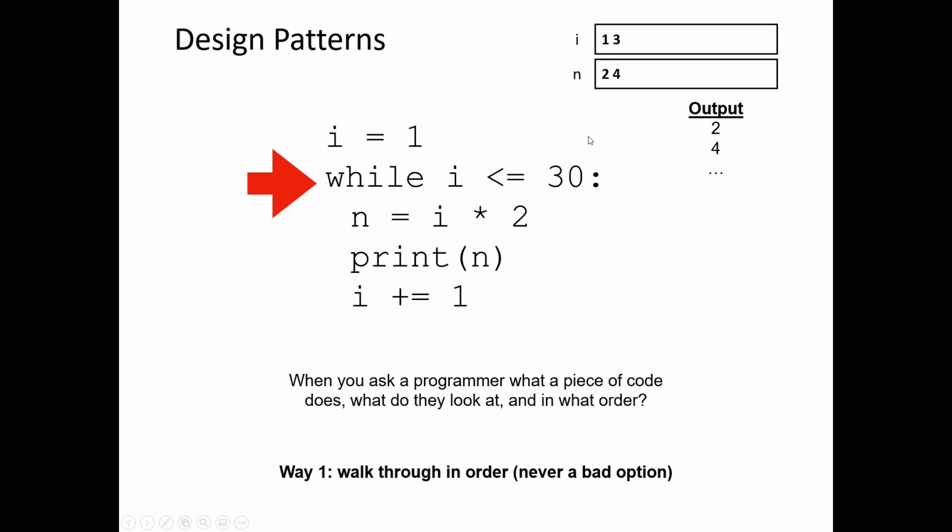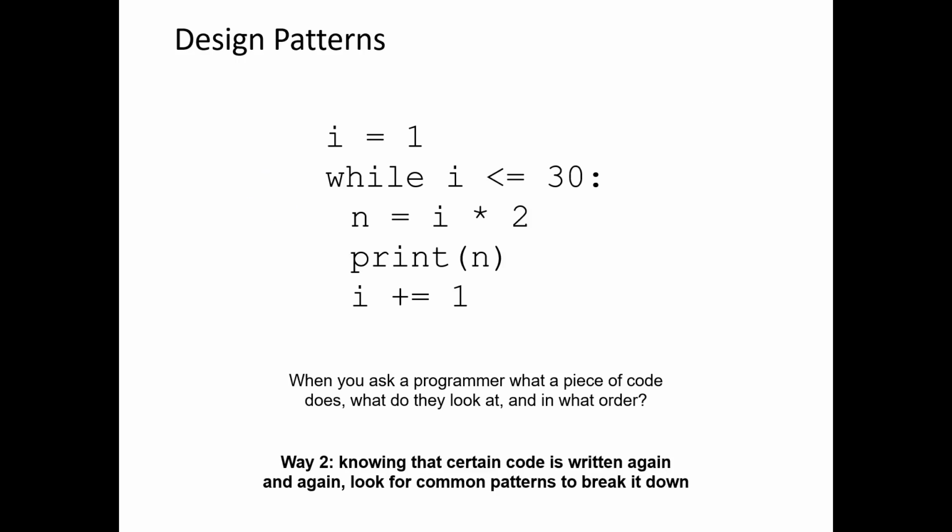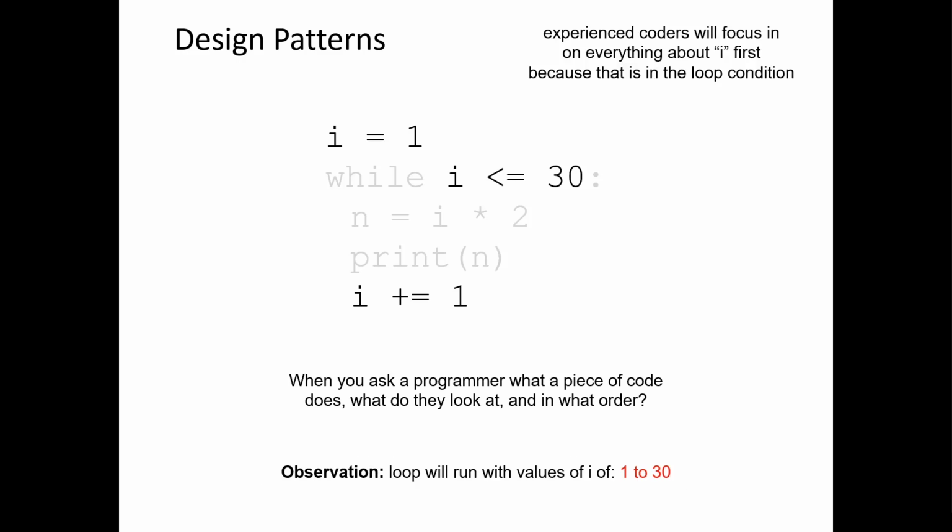And then continue. While I is less than or equal to 30, 3 is indeed less than 30. We'll go through. And you can do that forever. I'm not going to do that 30 times. The idea here is that while that's great, we can go through in order, but knowing that a certain piece of code is written using a common pattern, we can look at it as a different way to break this down. So experienced programmers will first look for a couple things.